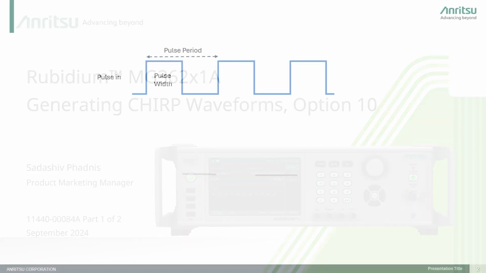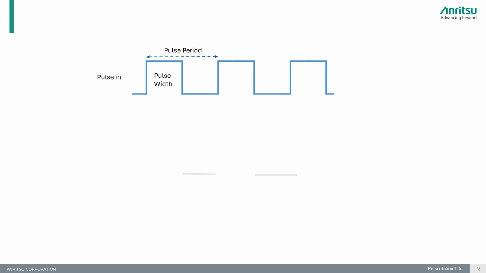First, I will explain conceptually how a chirp can be generated by enabling FM and pulse modulations simultaneously. We start with pulse modulation. The time during which the pulse is on is called pulse width. Pulse also has a repetition interval, which is also called pulse period, as shown here. We set the pulse width equal to the width of the chirp that we would like to generate. We set the pulse period equal to the chirp repetition interval or repetition period.